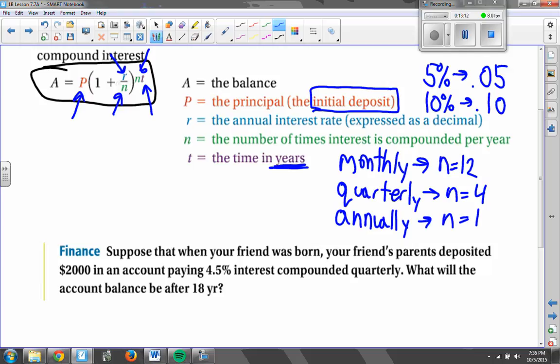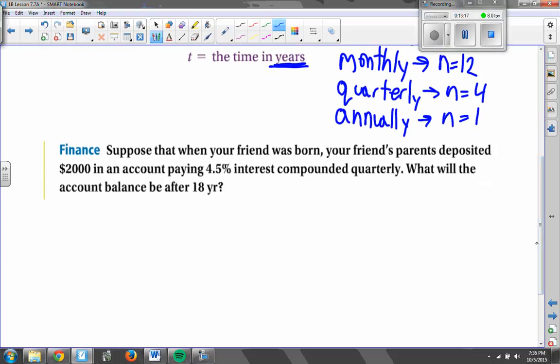So here is our first example problem. Suppose that when your friend was born, your friend's parents deposited $2,000 in a bank account paying 4.5% interest, compounded quarterly. What will the account balance be after 18 years? So you should see that we've got 4 pieces, which is good. And we're going to put all these together in our formula from up top.